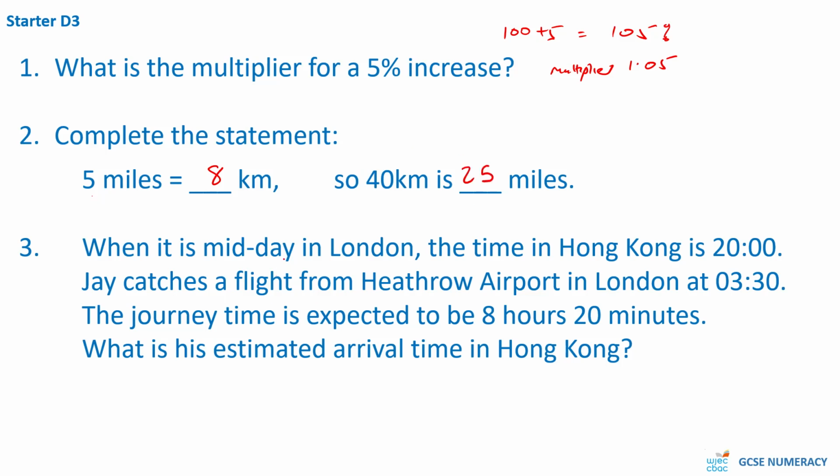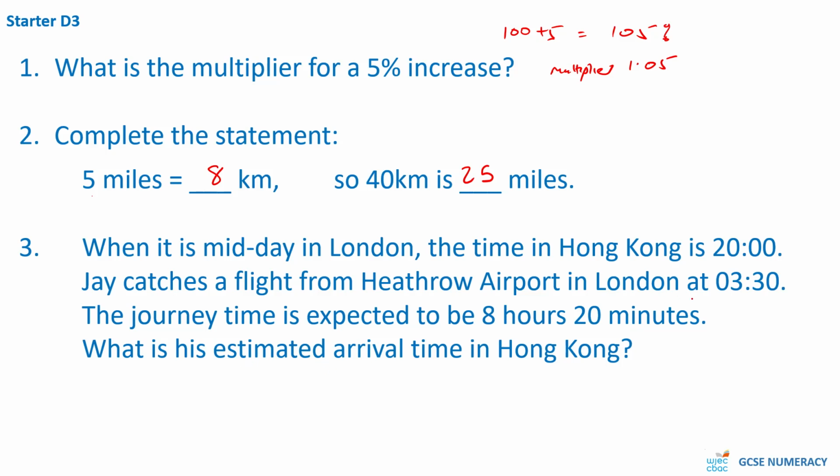And on question 3, midday in London, time in Hong Kong is 2000 hours. Jay catches a flight at 03:30 hours. Expected travel time is 8 hours and 20 minutes. So what's his estimated arrival time?